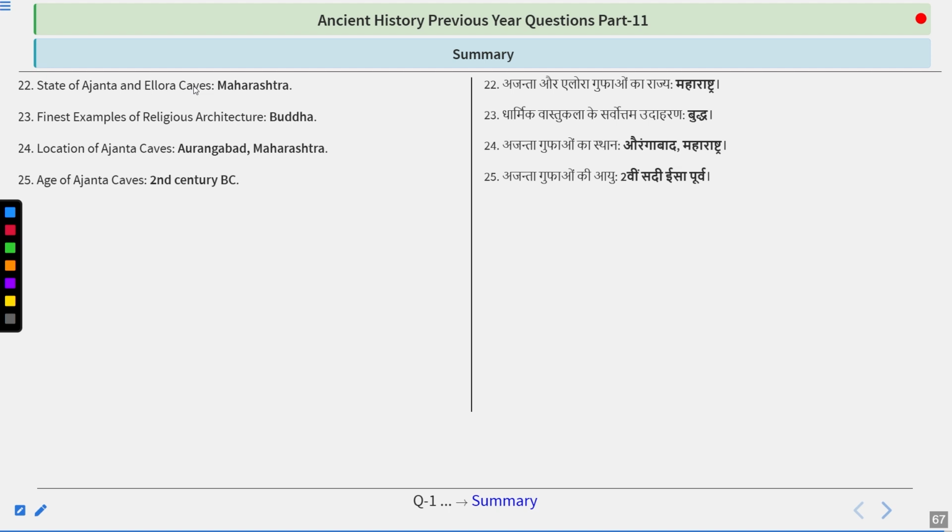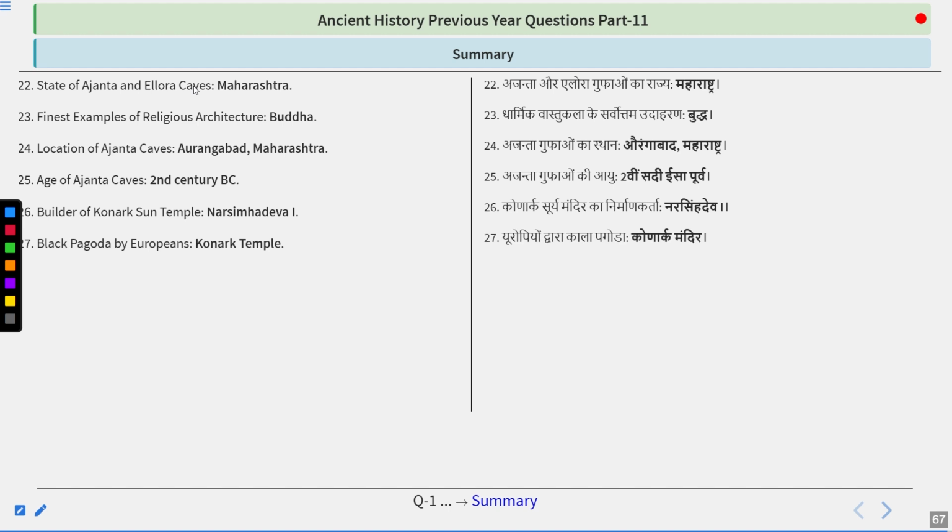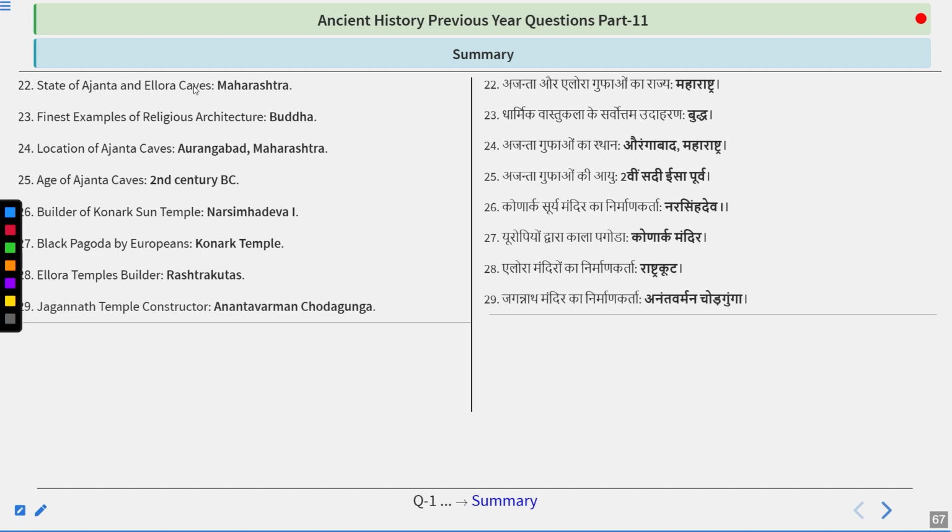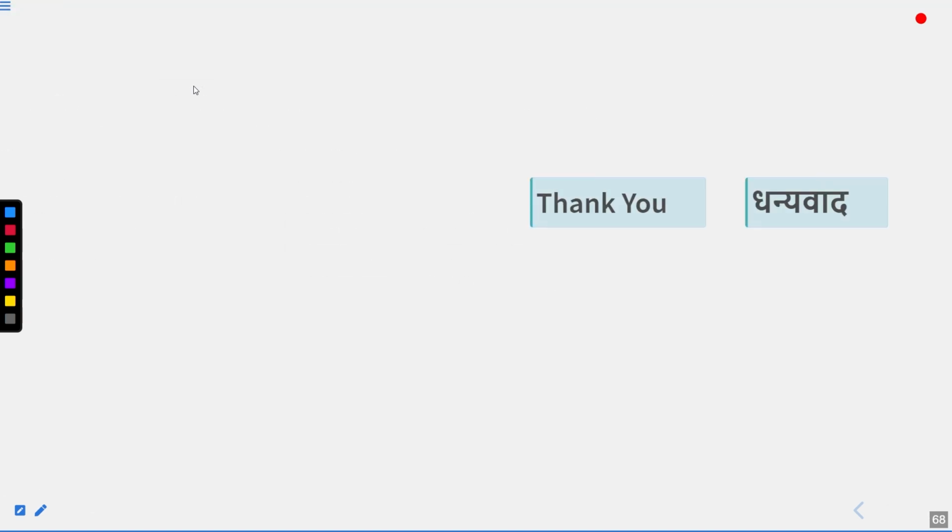Age of Ajanta caves, 2nd century BC. Builder of Konark Sun Temple, Narsimdev I. Black Pagoda by Europeans, Konark Temple. Ellora Temple builder, Rashtrakutas. Jagannath Temple constructor, Anantvarman Chodaganga.